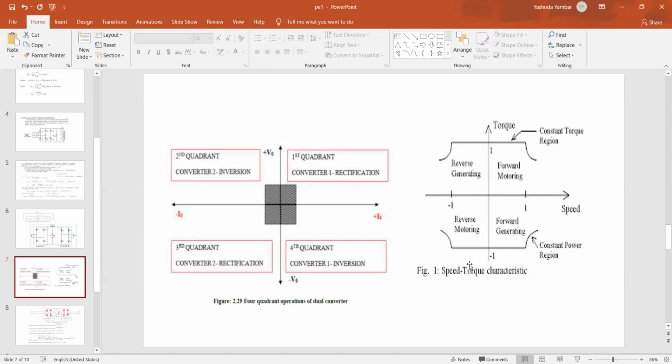Dual converter. Now we are going to start the explanation. Dual converter, what is the definition? Two fully controlled converters connected back to back or in anti-parallel connection form a basic dual converter circuit. A dual converter can make one machine operate in 4 quadrants. It is a 4-quadrant converter. So what is this explanation graph? How to explain it in the examination?